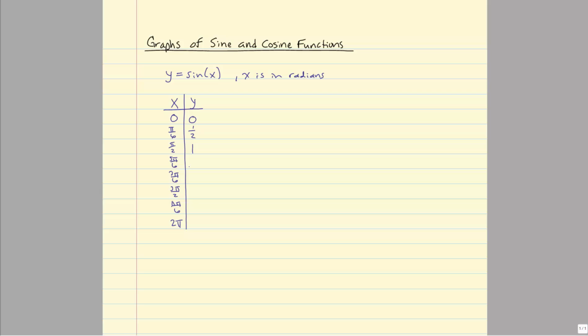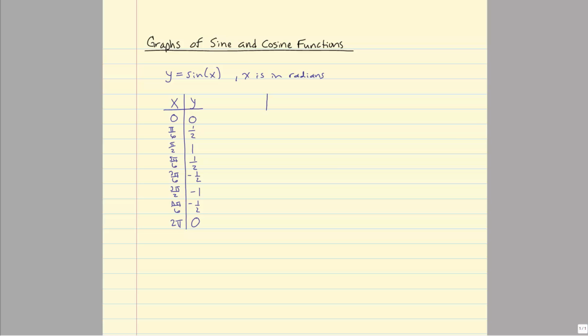The sine of 5 pi over 6, in the second quadrant, would be a positive 1/2. The sine of 7 pi over 6 would be in quadrant 3, so it would be a negative 1/2. The sine of 3 pi over 2 is a negative 1. The sine of 11 pi over 6 is in the fourth quadrant, so it would be a negative 1/2. And the sine of 2 pi brings us back to 0 and would repeat. So this is an example of pulling values from a table. Now I could have used negative angles as well. I could have had negative pi over 6, negative pi over 2, etc. I just chose the ones that were easier.